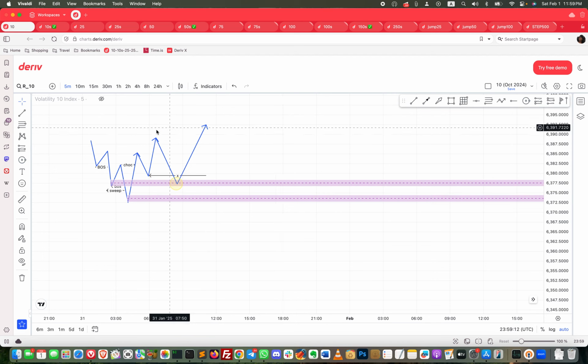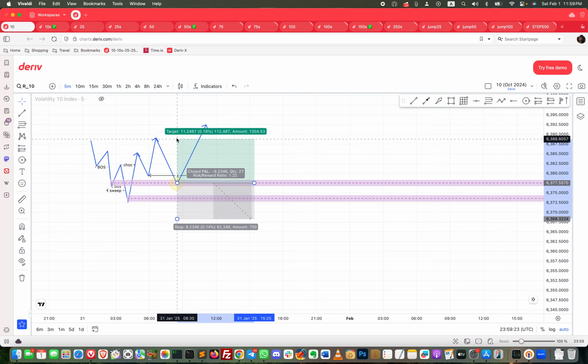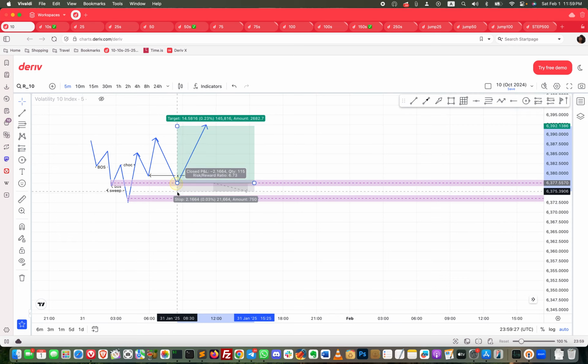Anyway, long story short, it came back into your POI to the liquidity, and now it's going up. So you could enter this trade. You could go long here, and your TP could be here, or you could mark higher, depending on your conviction, right?